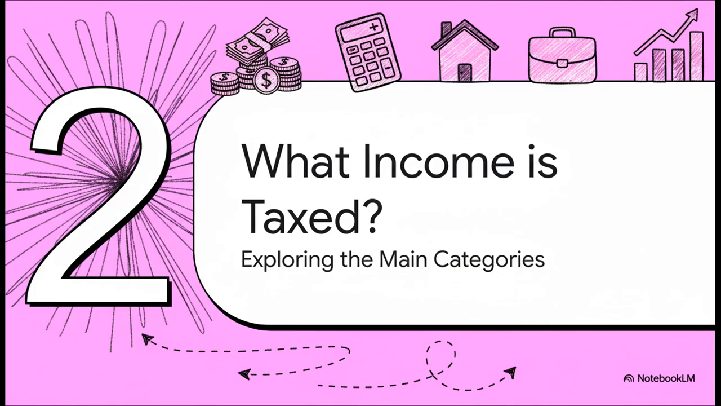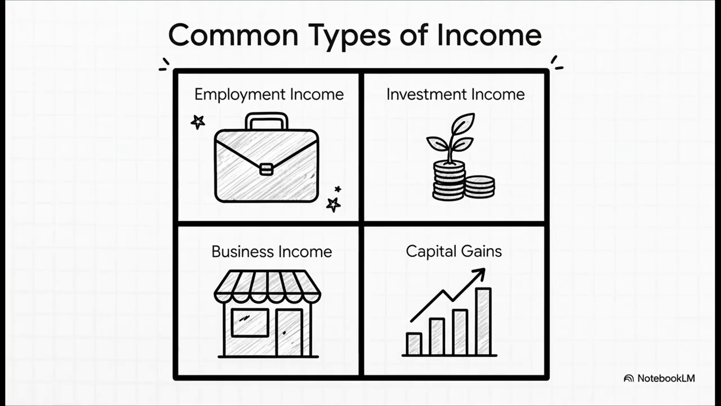So once we've established residency, the next logical question is, okay, what income is actually taxed? Let's explore the main categories that you'll need to report. We're going to focus on the most common types. First, there's employment income, your salary, your bonuses, the stuff you'll find on your T4 slip. Then there's investment income, like interest from a bank account, dividends from stocks, or rent you collect. If you're self-employed, you'll have business income. And finally, there are capital gains, which is the profit you make from selling assets.